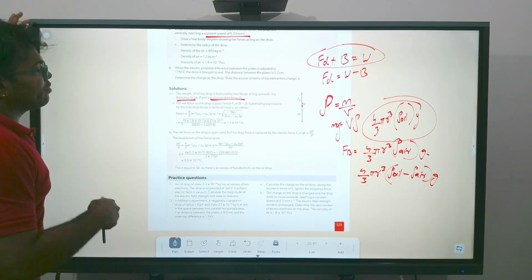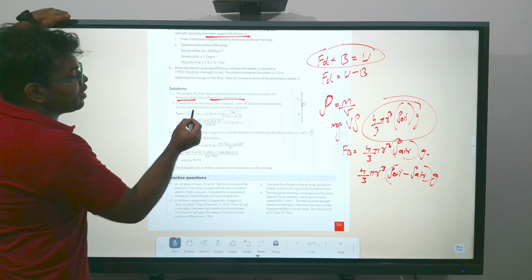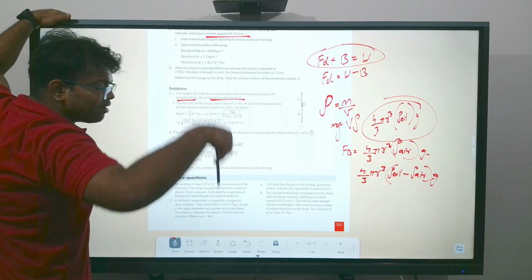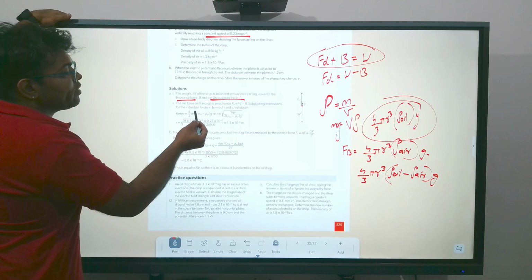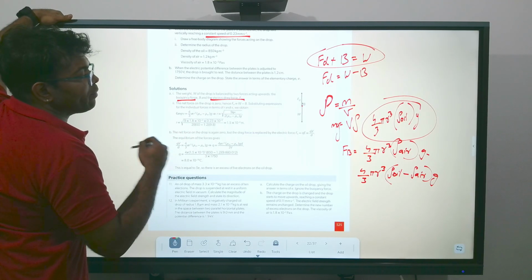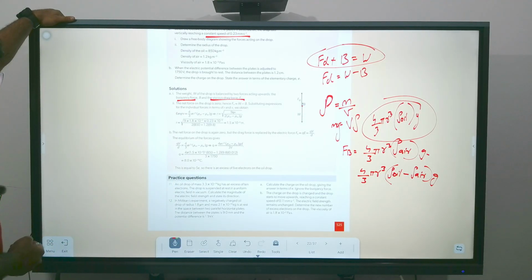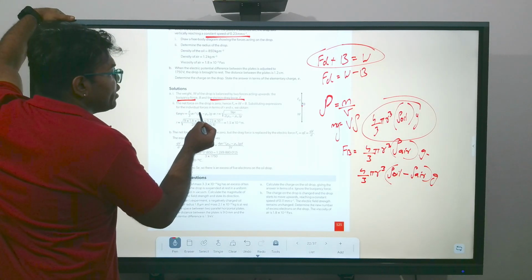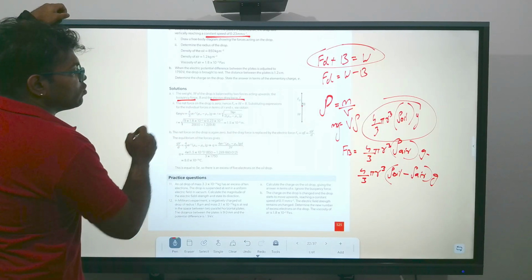So what can we do? See, Akshay, this 4 by 3 pi r cubed density of oil times g is the downward force, minus 4 by 3 pi r cubed density of air multiplied by g, which is the buoyant force. Understood? Now, basically what we can do is cut the two r's from both the sides.